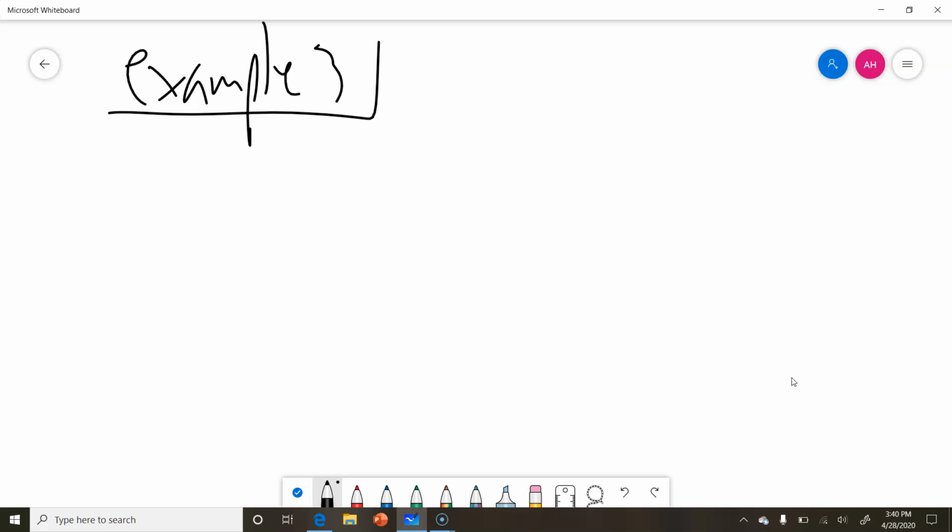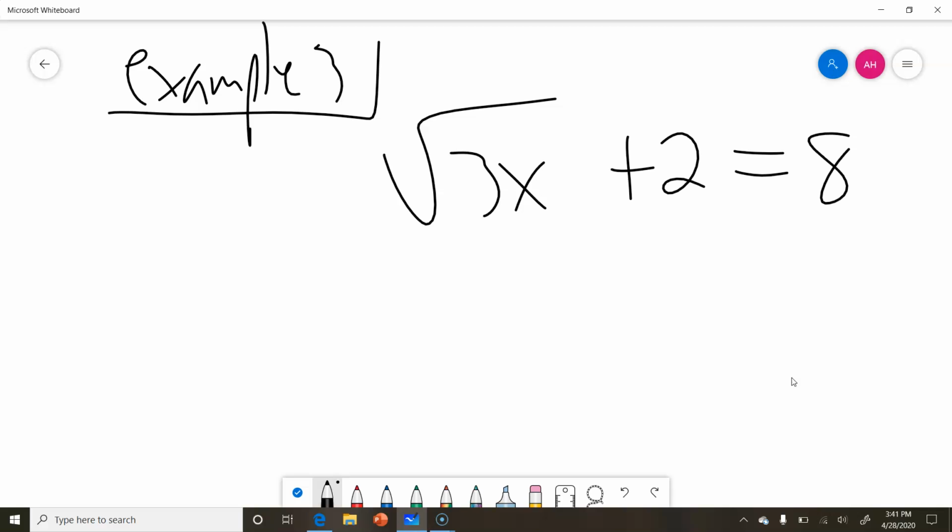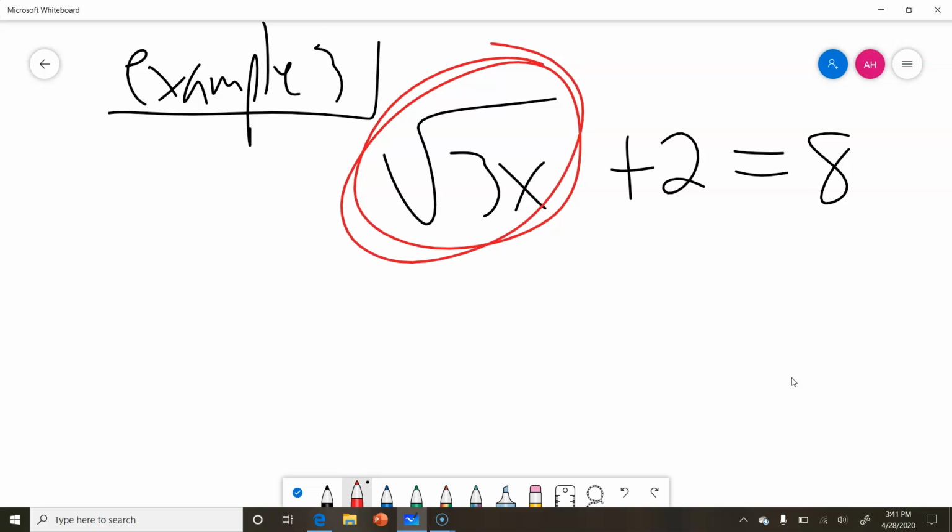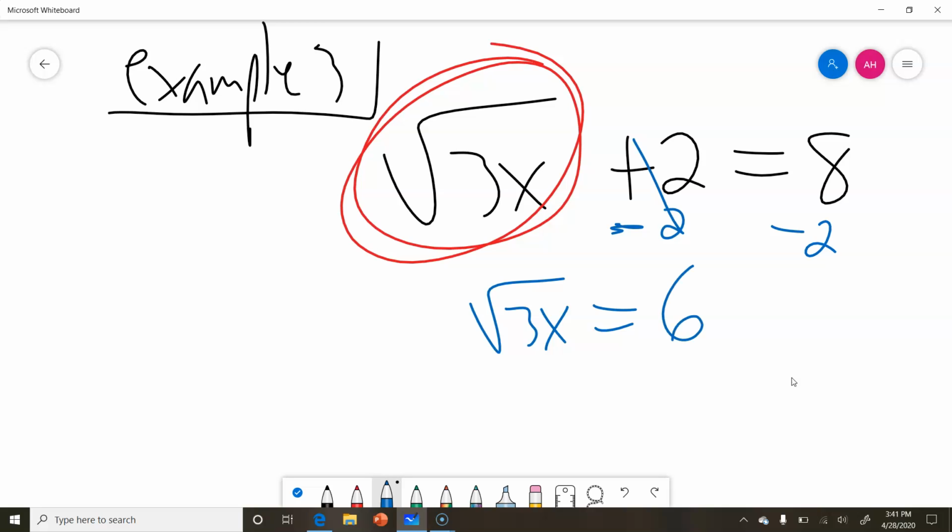Okay, so now they're going to make it a little more complicated for you. This is now example 3, so you're following along. Let's say they have the square root of 3x, and then outside of the parentheses, plus 2 equals 8. Again, we leave this guy alone until he's the last thing on the side. So we're trying to get him alone. The way we do that is we subtract 2, right? That's normal algebra. We get the square root of 3x equals now 6.